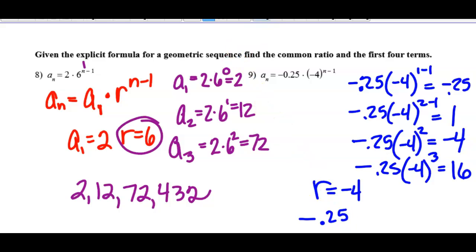Oh, we're supposed to find the next 4 terms? Oh, the first 4 terms. Okay, I'm doing it right. 1, negative 4, 16. Whenever you have a ratio that's negative, every other term should change sign. Okay?